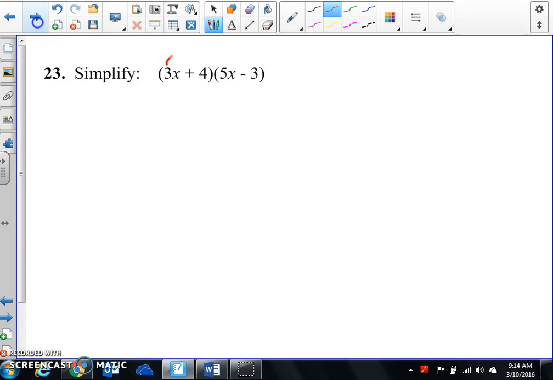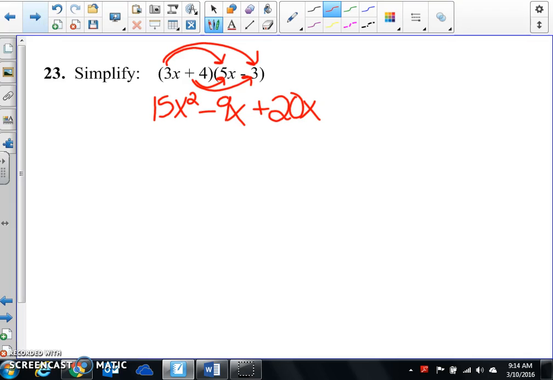All right. FOIL. 3 times 5 is 15. X times x is x squared. 3 times negative 3 is negative 9, and I have my x. 4 times 5 is a positive 20, and I have that x. And then 4 times negative 3 is negative 12.